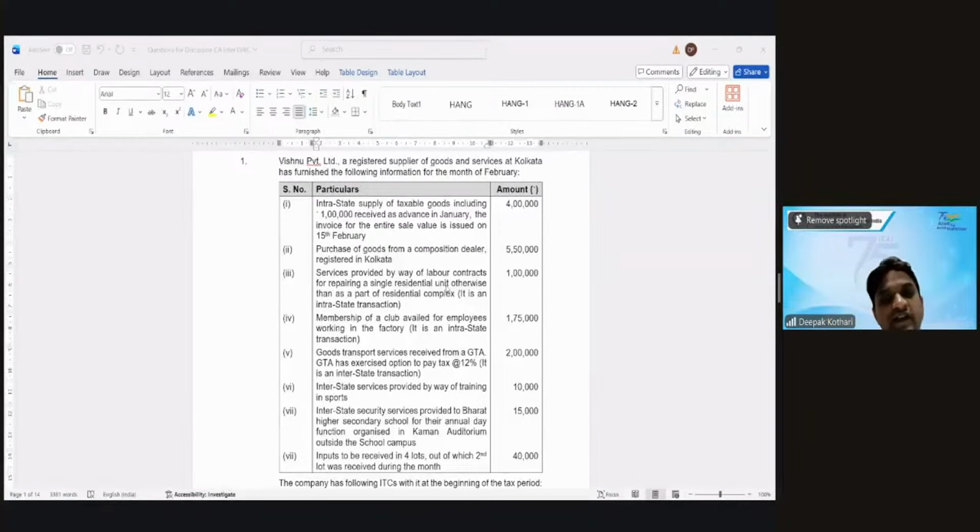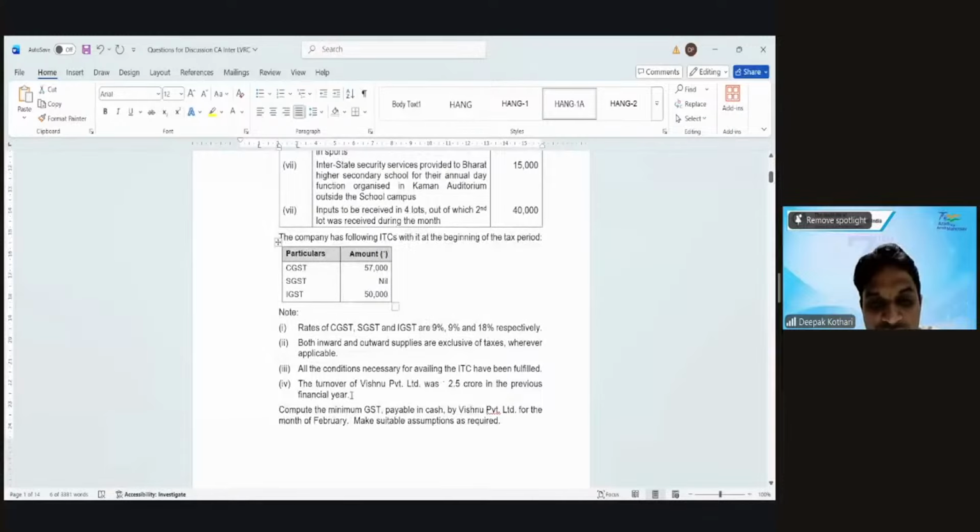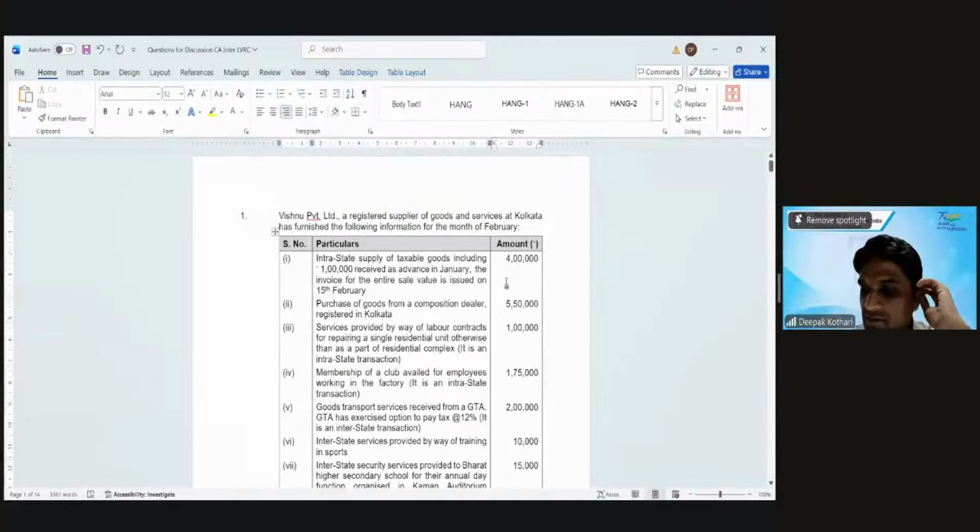4 lakh taxable, CGST and SGST. Interstate supply of taxable goods, including 1 lakh received as an advance in January. The invoice for the entire sale value is issued on 15th February. And we are provided the details for the month of February. The question asks us to compute the minimum GST payable for the month of February only. Okay. So 4 lakh is fully taxable. Okay. Others?